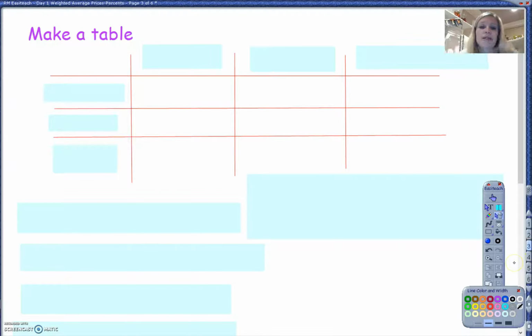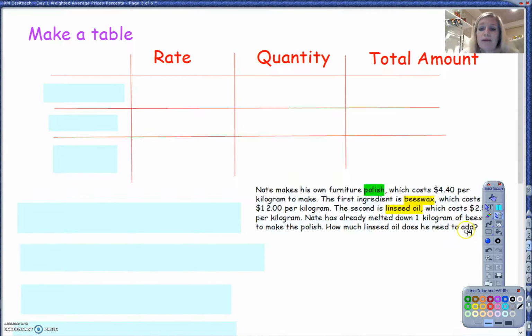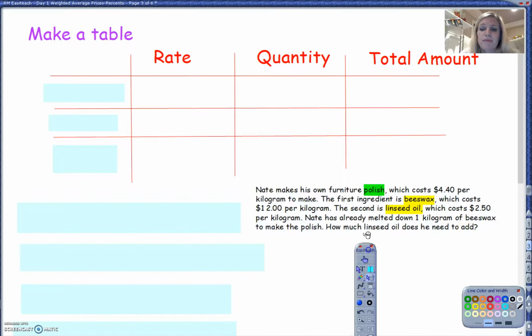Okay, so you're going to set up your table like this. We have 3 columns, and across the top you're going to put your rate, your quantity, and the total amount. All right, so I'm going to bring up our word problem, and I'm going to read through it. As I read through it, we're going to fill out the table.